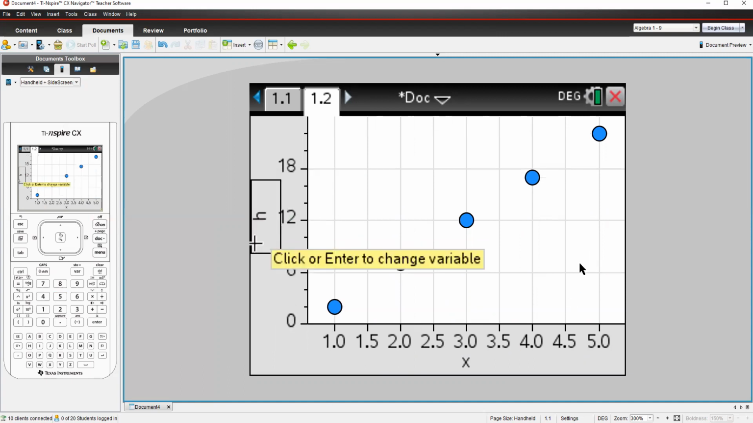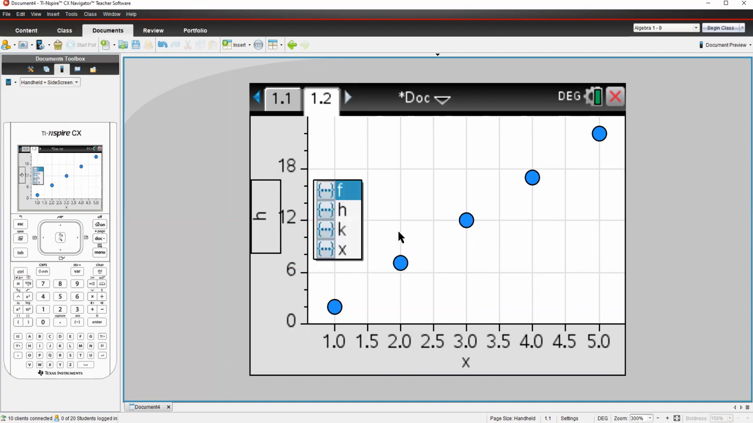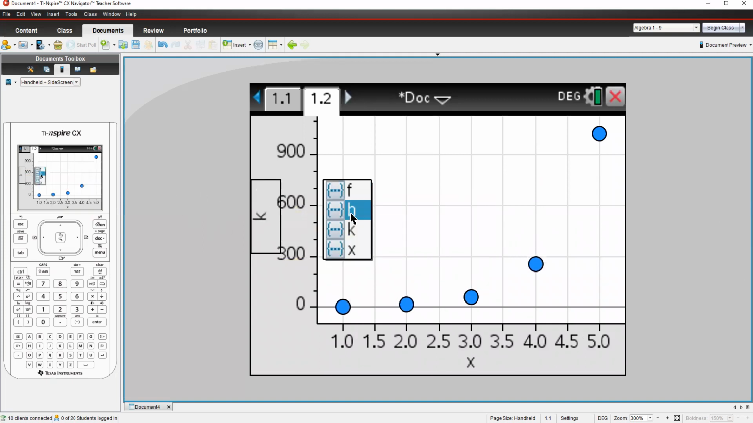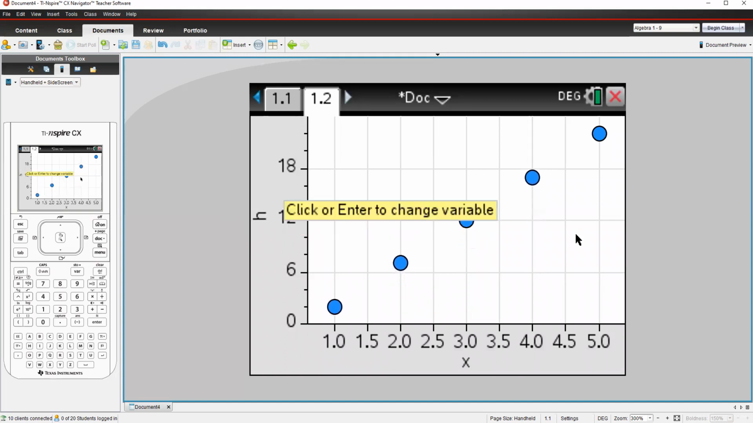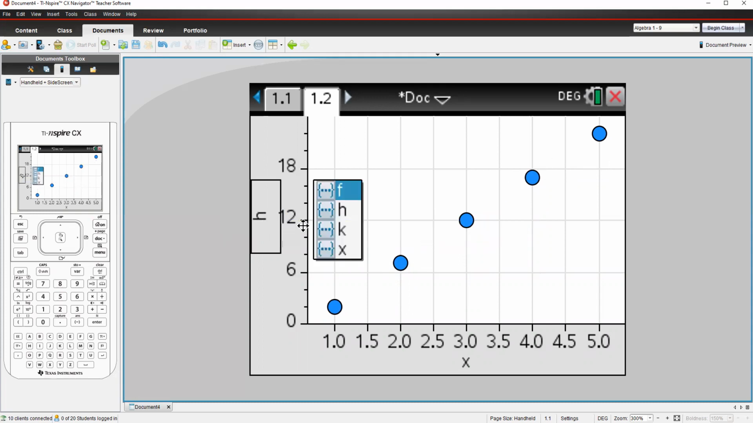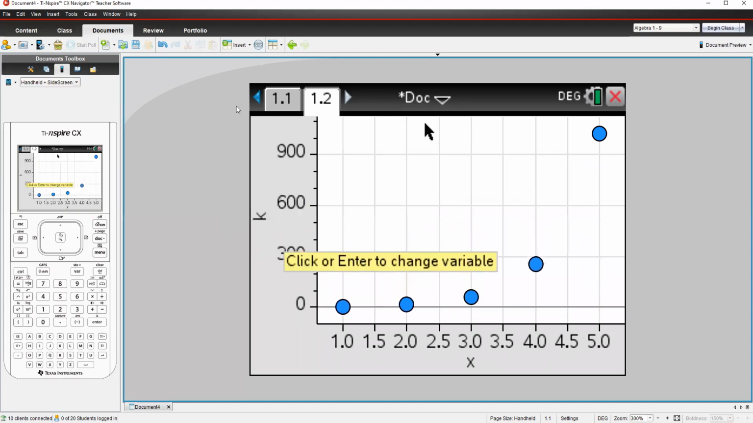We can do h of X. Now notice, it didn't change because that's also linear. Now, when I go to k of x, now you see it moves. Now, if I go back so that you can see, h of x is the linear function, but k of x is definitely exponential.